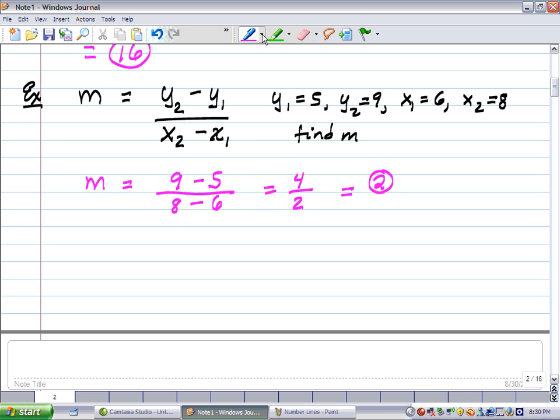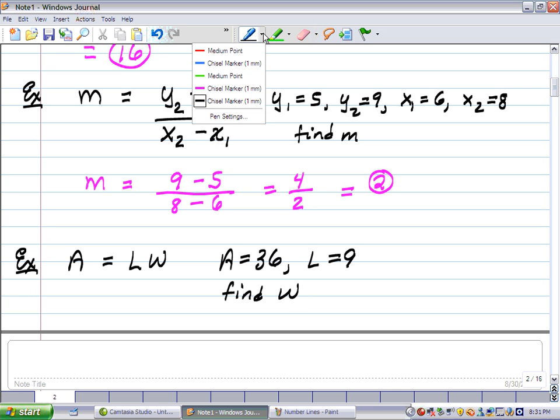Now sometimes the thing that we're looking for is not the number or the letter that's by itself on the left. For example, we could have this formula, which again is for rectangles, area equals length times width. And we could know that A is 36 and L is 9, and we would like to find W. Sometimes it'll be this way.